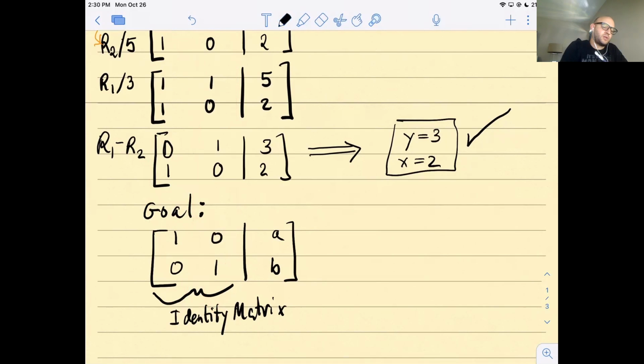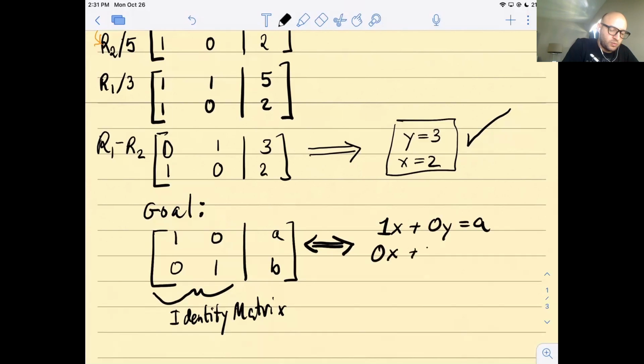So in other words, if you can do the elementary operations of swapping rows and multiplying them and stuff like that, and you can get it down to this identity matrix, what that would mean, if you rewrite it and go back to equation form, is 1x plus 0y is equal to A, and 0x plus 1y is equal to B, which is really just the fancy way of saying x is equal to A and y is equal to B.